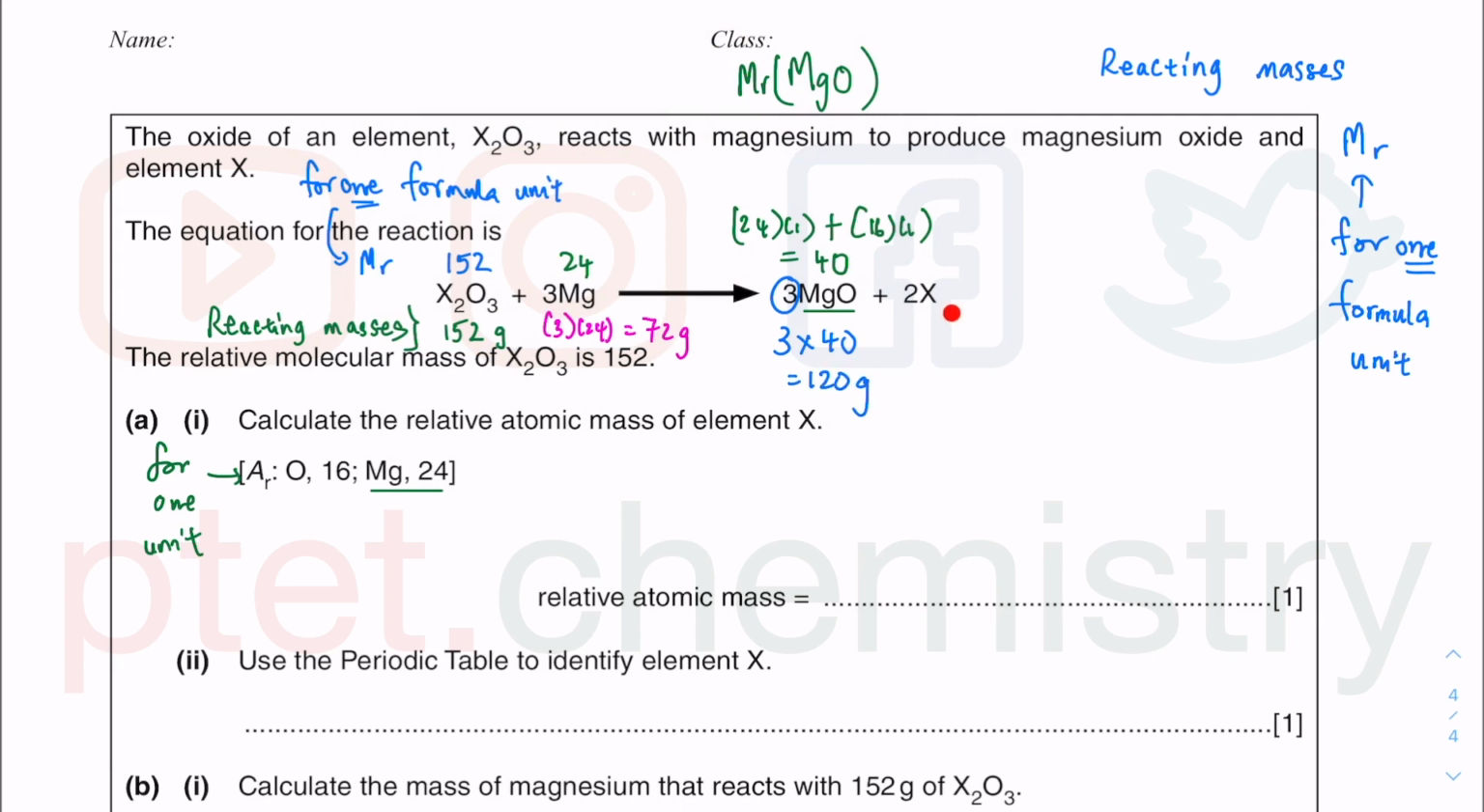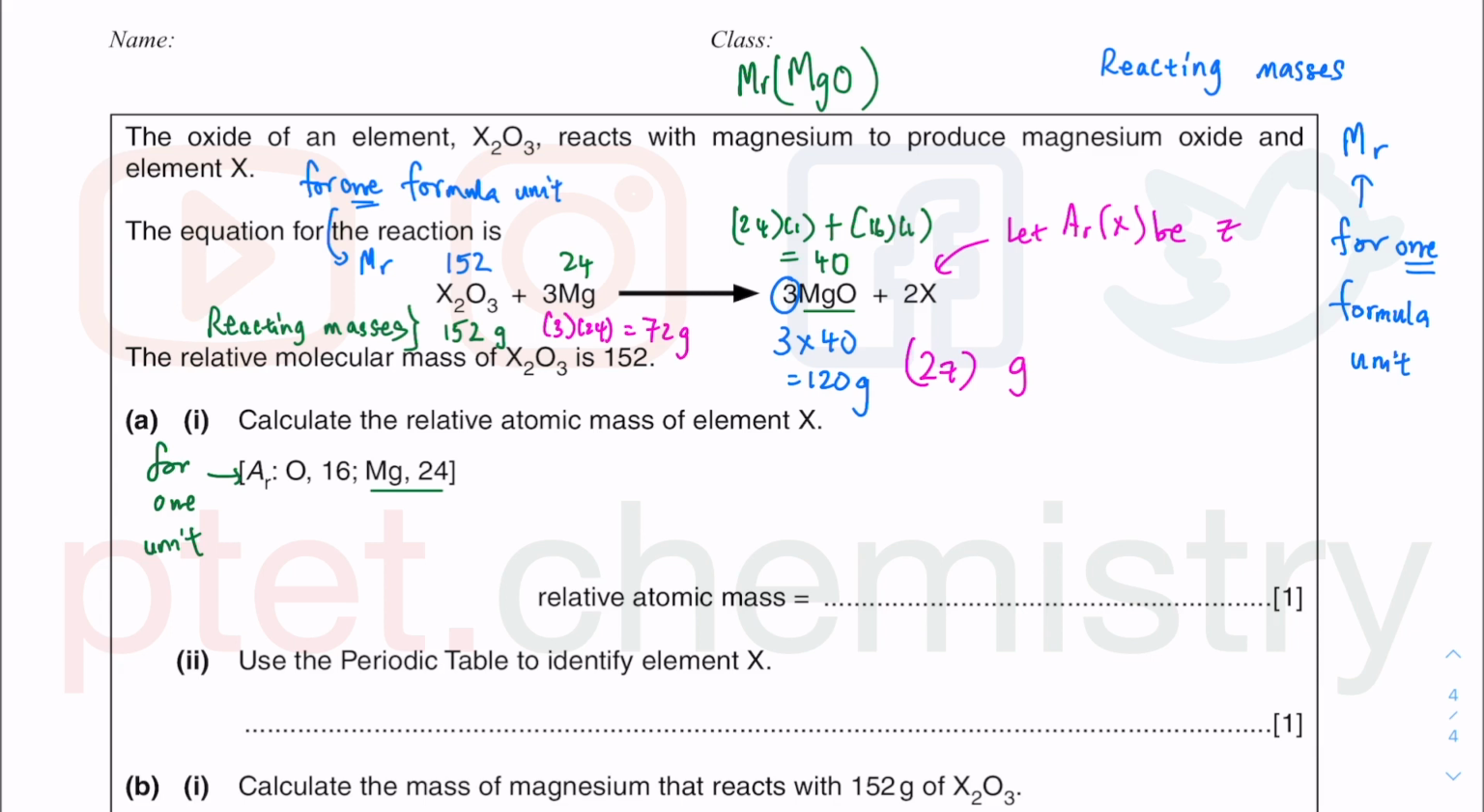Now the AR of X, this is what I don't know. So let the AR of X be, I don't know, Z for example. If I have a number which I don't know, let's say Z, but I have got 2 of the X, my reacting mass will be 2Z gram. What do I know here? I know that the sum of the masses on the left must be equal to the sum of the masses on the right. The AR for 1 of the X is Z, and I've got 2 of it. Sorry, it shouldn't be 2X, it should be 2Z.